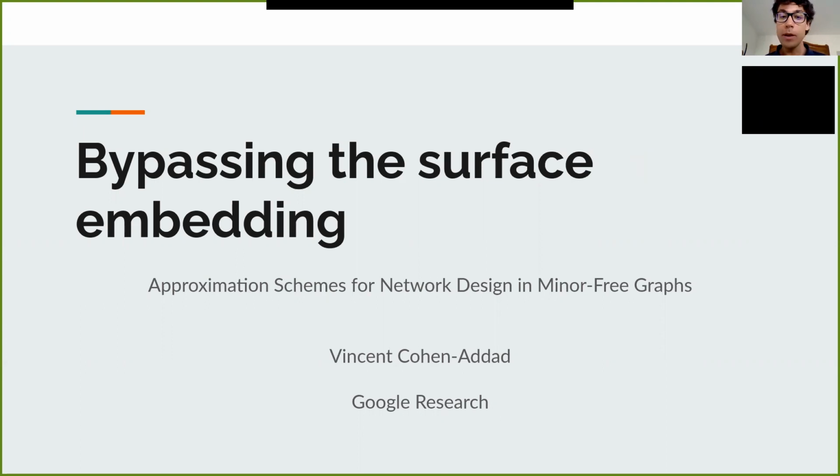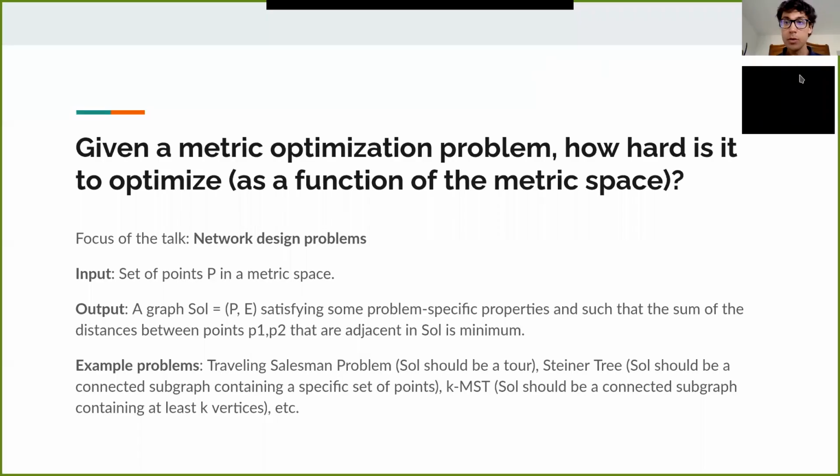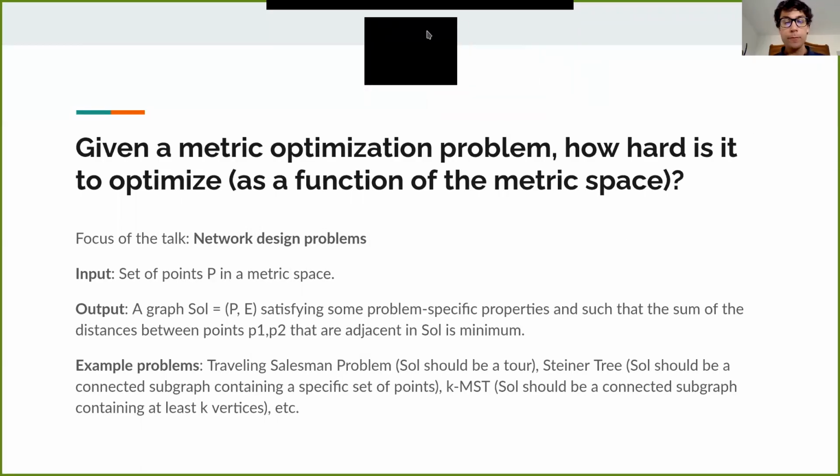This talk is about bypassing the surface embedding, approximation schemes, and network design problems in planar and minor-free graphs. This is a paper that will be presented at STOC 2022. In this talk, we are trying to understand the complexity of some classic network design problems on minor-free graphs. So what's the global scope?